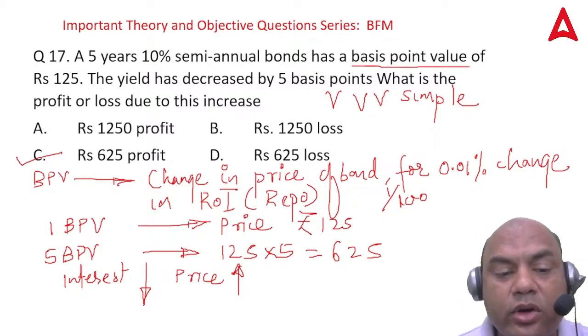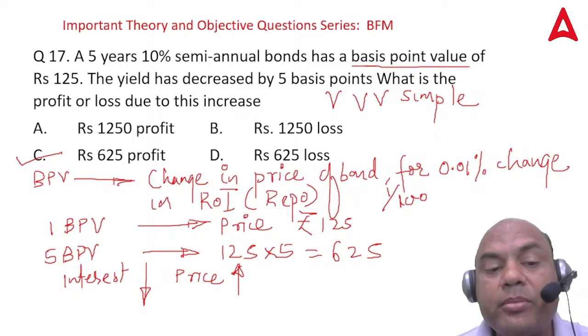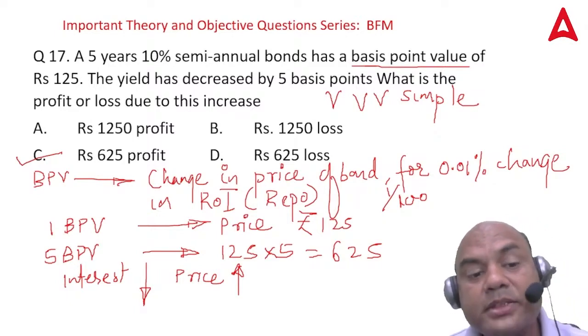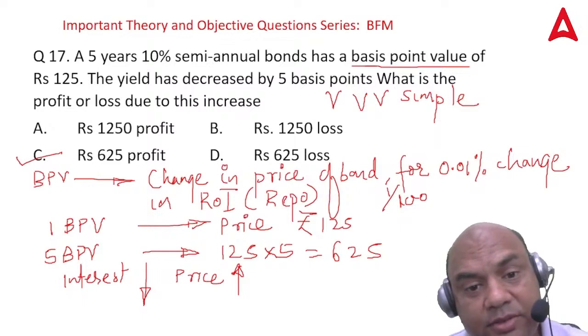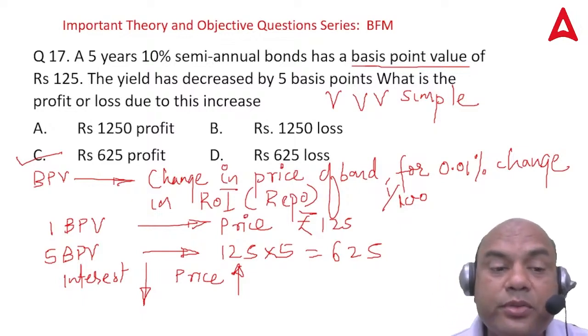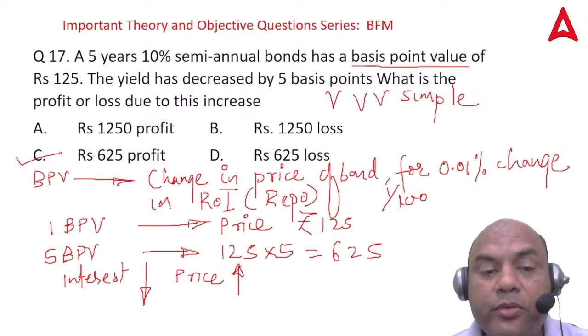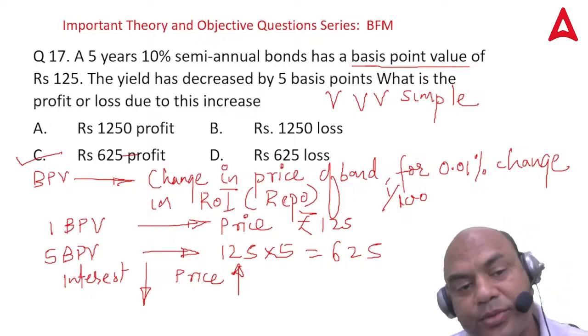So the interest rate, yield, or anything you call it, decreased. So interest rate has gone down, so price will go up. So I'll be in profit. So that's why my answer is 625 profit, not loss. Because many of you might have got confused in C and D, whether it's profit or loss, right? So it's profit.